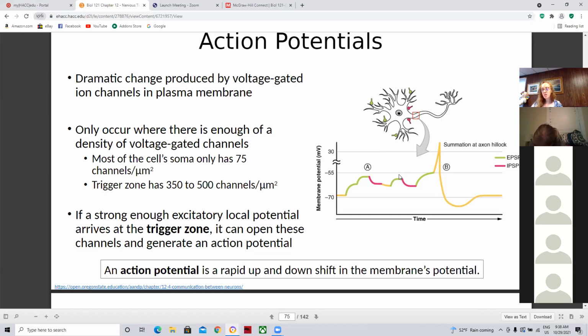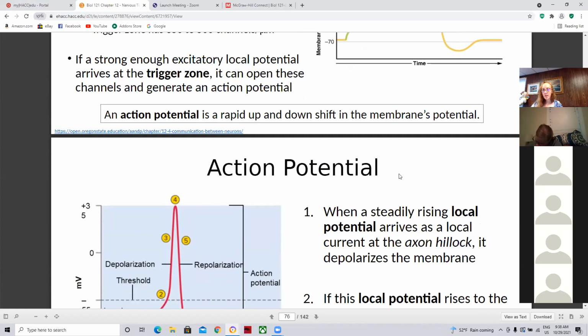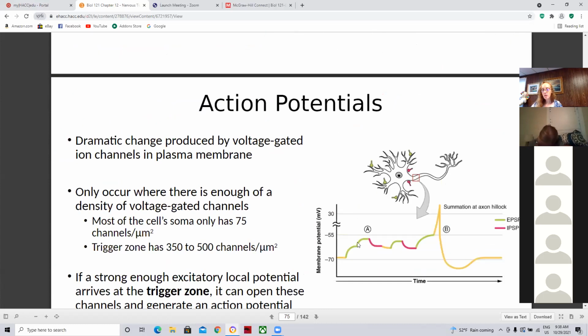An action potential is going to be a rapid up and down shift in the membrane's potential. So the way that an action potential works is we have these gradual changes. Here we're at minus 70 millivolts. Remember, that's our resting membrane potential. We can have small depolarizing local potentials, and we can have hyperpolarizing local potentials, which are going to result in the membrane becoming more negative.